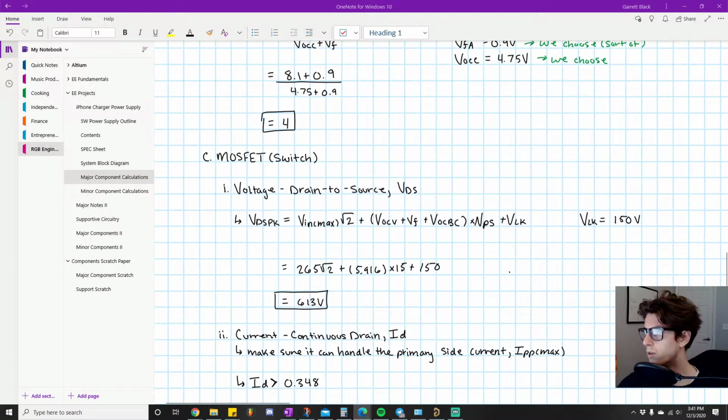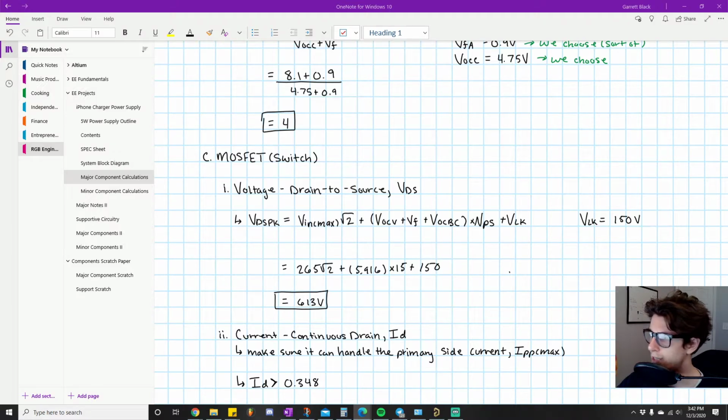Just to give you an idea of what all those parameters mean, we've gone over most of them. VOCV is the regulated output voltage, which is what we set. VF is the forward voltage of the output diode. VOCBC is the target cable compensation voltage, which is 16 millivolts; remember, we set it up there. NPS is our primary-to-secondary winding ratio. We set that already, and it's 15.